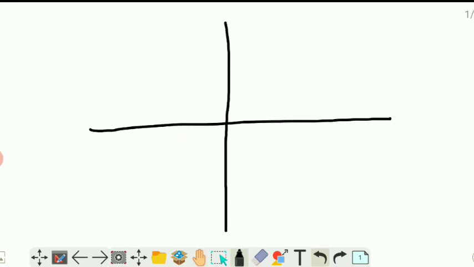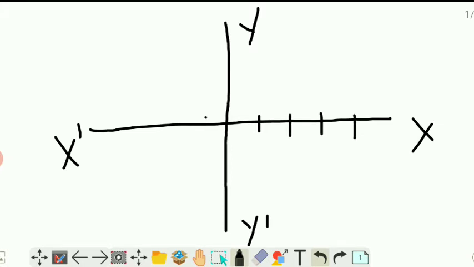This is the x axis, x dash, and this is the y axis, y dash. Mark the points 1 2 3 4, minus 1 minus 2 minus 3 minus 4 on the x axis, and 1 2 3, minus 1 minus 2 minus 3 on the y axis. These are the points.